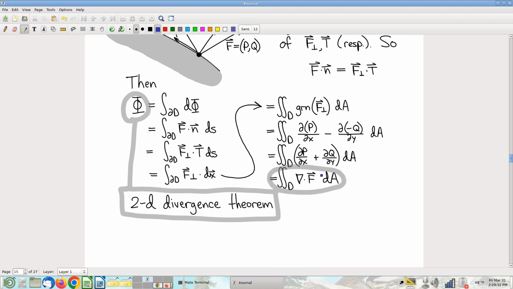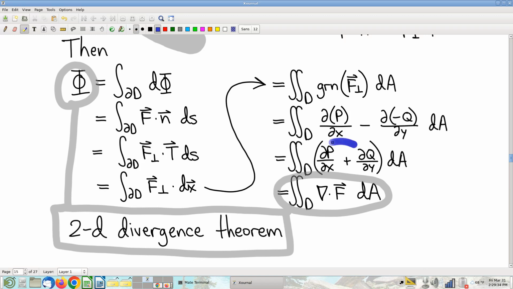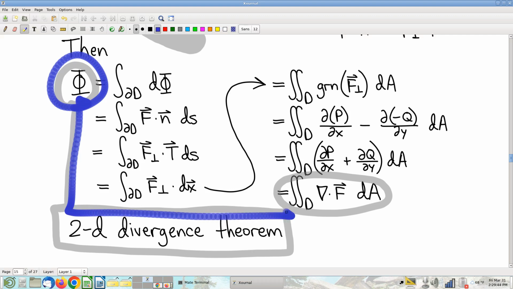Oh my gosh, we recognize this expression. That happens to be exactly divergence, which comes out of nowhere seemingly, and a nice punchline then: boundary flux is a double integral over the interior of the divergence.